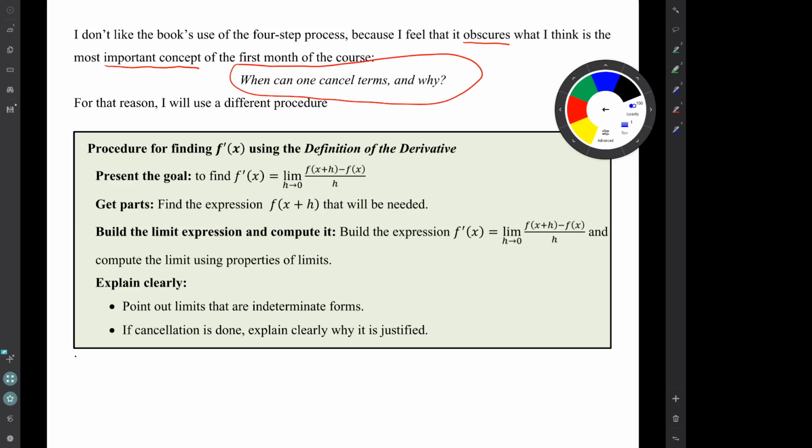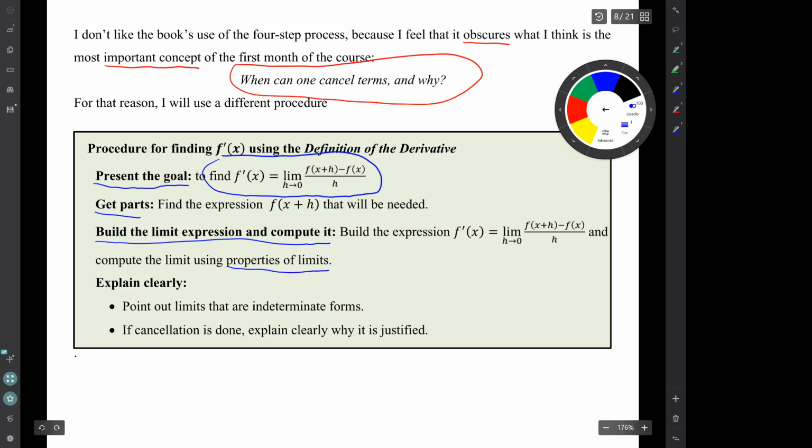So the first step in a solution will be to present the goal. So you're going to write down that you're going to find this thing. And then get the parts that you're going to need to build that expression. Use those parts to build that expression and compute it using the properties of limits. Not the shortcut derivative rules, but actually the properties of limits. And all along the way, explain clearly. In particular, point out limits that are indeterminate forms, because that's very important. And if cancellation is done, explain clearly why it's justified.